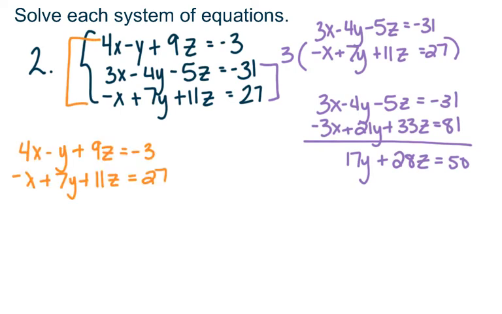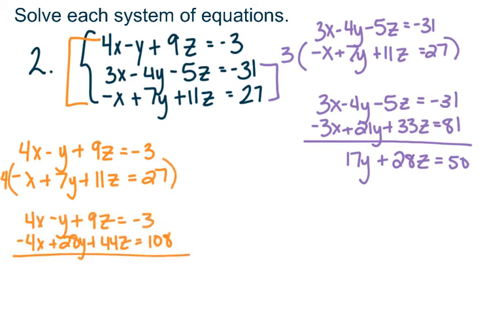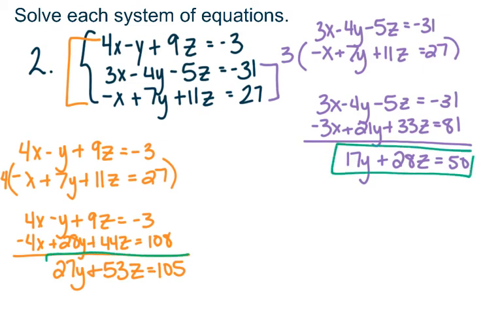Alright, so I want the x's to cancel out. If I had a negative 4 in that second one, then I can get them to cancel out. So the only way to make that happen is to multiply everything by 4. Okay, so now I can add the two equations together and I can get the x's to cancel out. Okay, so now I have two equations that only have two variables.